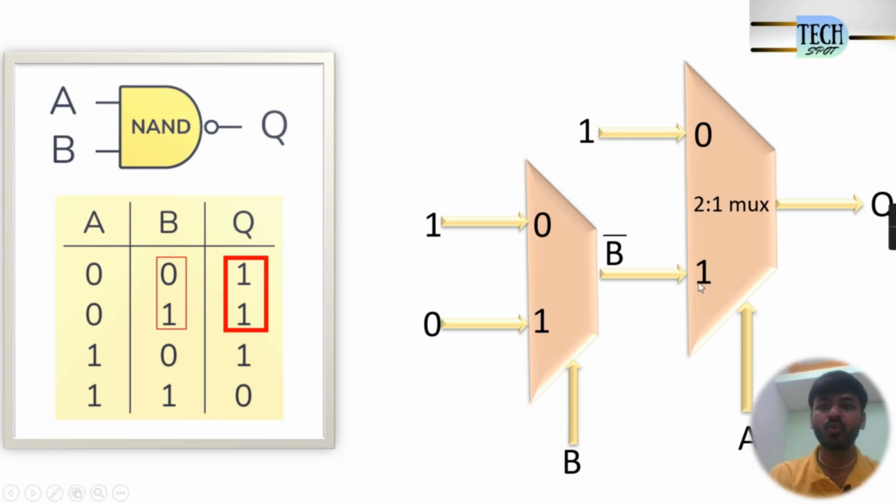If select line A is equal to 1, the output Q will be equal to B bar. If you see the truth table, if A is equal to 1, the output is equal to B bar. If B is equal to 0, in the output I am getting 1, and if B is equal to 1, 0. That is the reason I have connected the input for select line A equal to 1 as B bar. So as per the truth table of the NAND gate, we are getting the output from this 2:1 mux. So this is how we can implement the NAND gate by using a 2:1 mux.